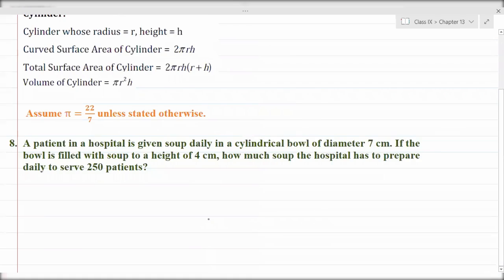Okay, so see here in the 8th question, what they are saying: a patient in a hospital is given soup daily in a cylindrical bowl of diameter 7 centimeter. If the bowl is filled with soup to a height of 4 centimeter, how much soup is the hospital to prepare daily to serve 250 patients? Cylindrical bowl is given, diameter is given, means radius we have, and height we have. So we have to find out the quantity of soup. So quantity of soup for one patient is equal to the volume of cylinder. So first find out the volume of one cylindrical bowl, and since 250 patients are there, we shall multiply by 250.